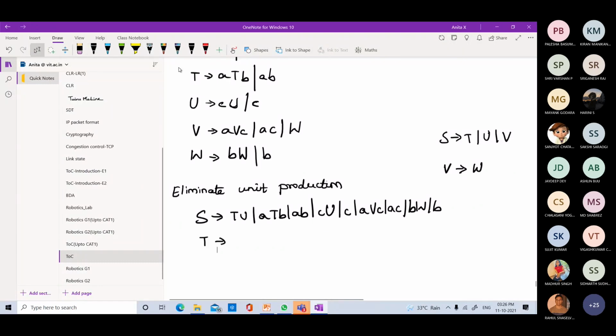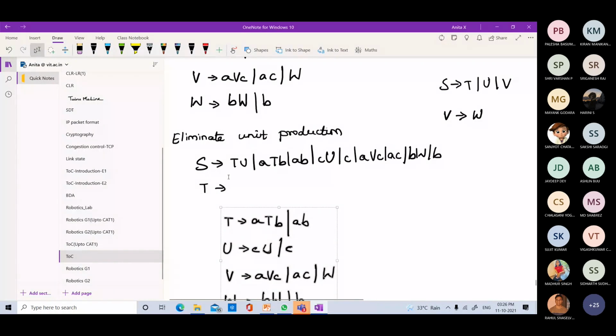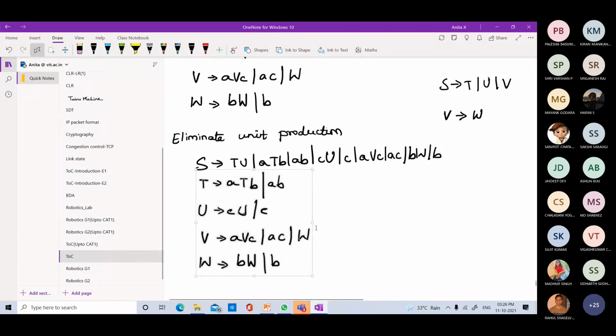T derives... needs to be eliminated, right? B derives W needs to be eliminated, which is nothing but BW or B. Maria, clear with this? Any doubts? No, ma'am. Yes, good. Next we can proceed with eliminating the useless production.